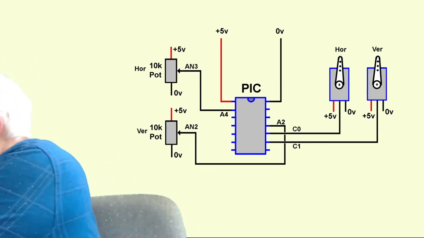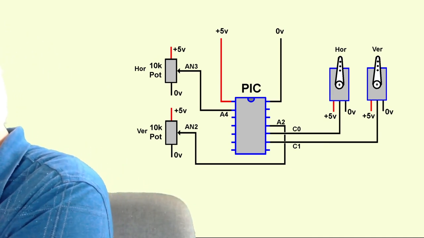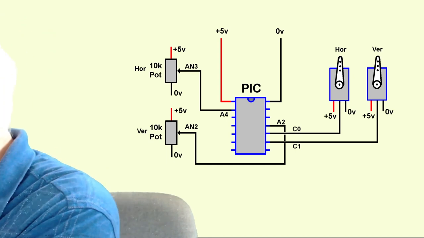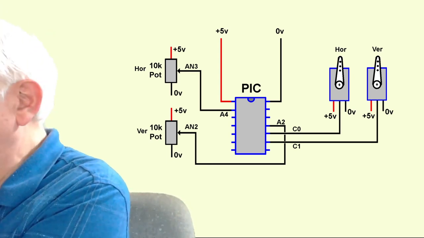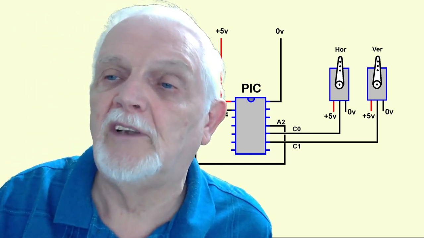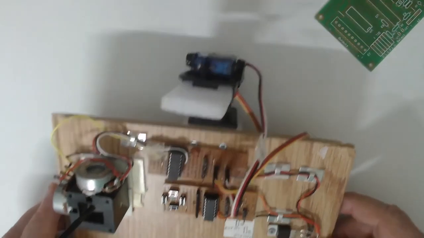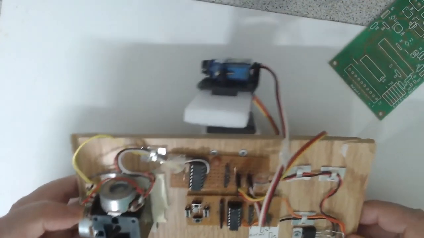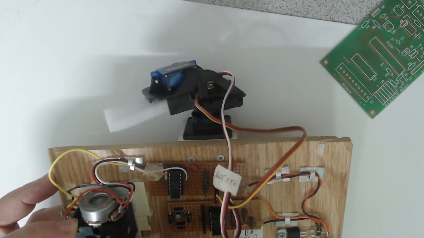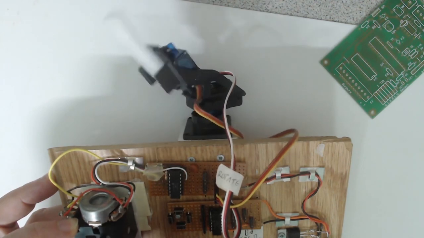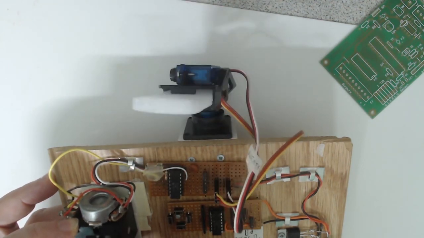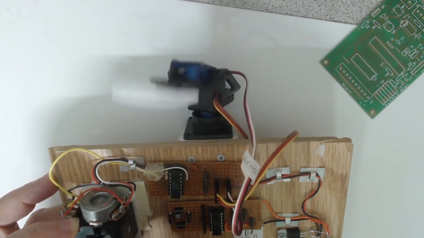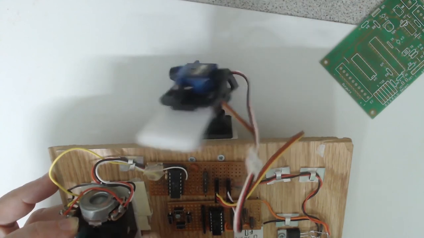Well, there's one I was playing with. Let's see if we can show you that one. It's just two analog inputs and two servos. Let's have a look at that one. There we go. There's the board. There's the pot. I can do it in one axis, or I can do it in the other axis. Does that make sense? Yes. No problems with that? No.